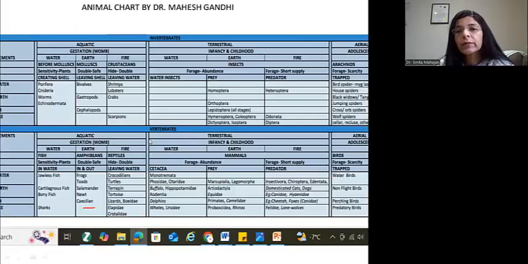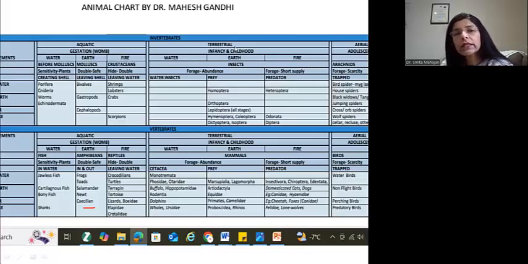Okay, so this is Mahesh Gandhi sir's classification of invertebrates. I will also come back to it when I share my cases today. In general, you can see the classification of aquatic, terrestrial and aerial. In the aquatic, you see water, earth, fire: in water you see the pre-mollusk, in earth the mollusk, in fire the crustaceans.